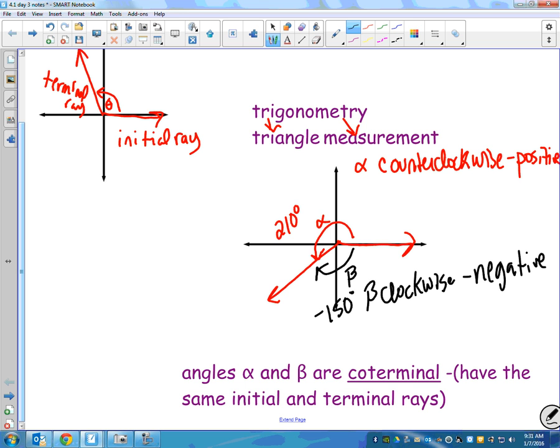We get the same idea with radians. Instead of subtracting from 360, if you had a radian measure there, you would subtract from 2 pi, right? So if this was in radians and you wanted to figure out what this negative angle was because it was going in this direction, then you would subtract from 2 pi.